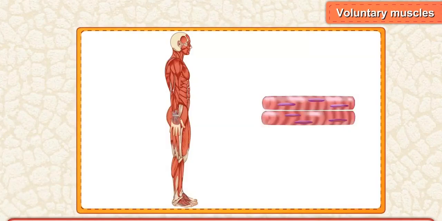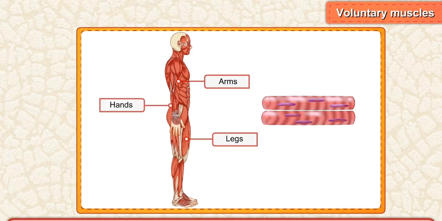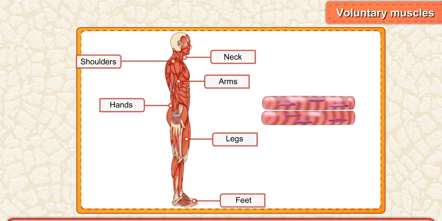Voluntary muscles. These muscles are under our control. These muscles are present in our arms, legs, hands, feet, neck, and shoulders. Voluntary muscles are also called skeletal muscles.